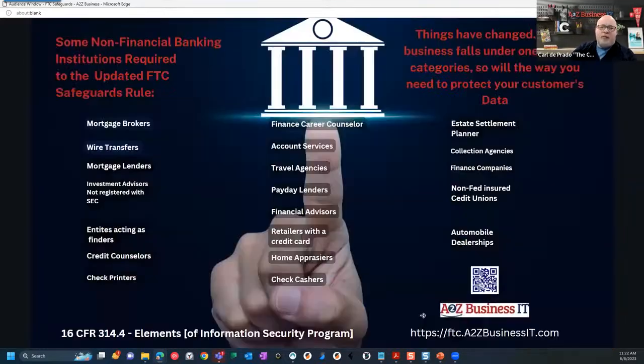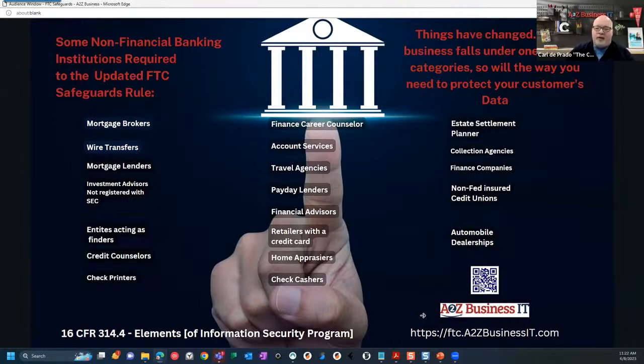Let me give you a quick scope of some of the other non-financial banking institutions that will fall under this. Obviously mortgage brokers, but also if your business does any type of wire transfers, mortgage lending, or you're an investment advisor who's not registered with the SEC, you're going to fall under this because the SEC has regulations as well. Like we were discussing, if you bring a buyer and a lender together, you're identified as a finder, and when you're compensated directly or indirectly, you fall into that.